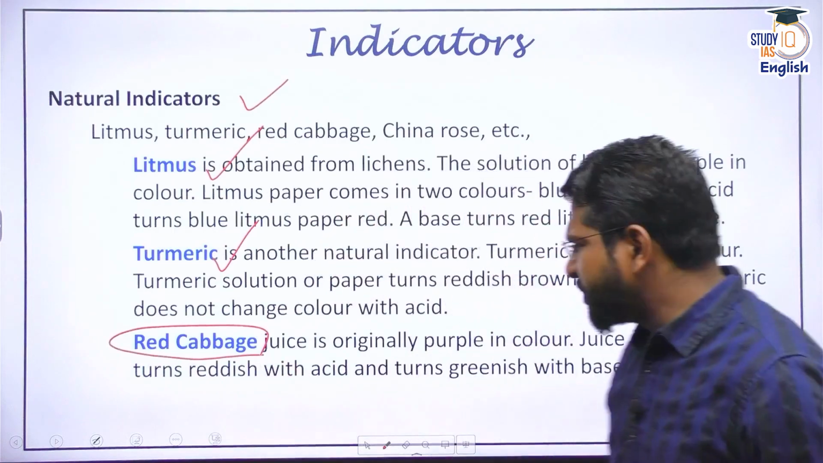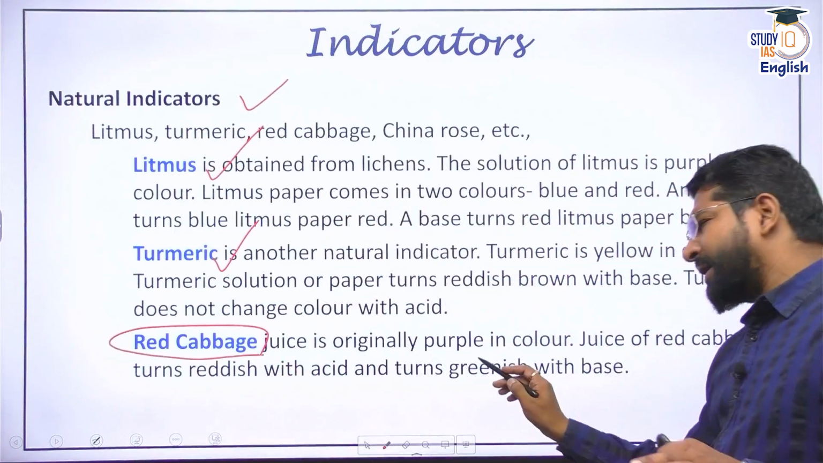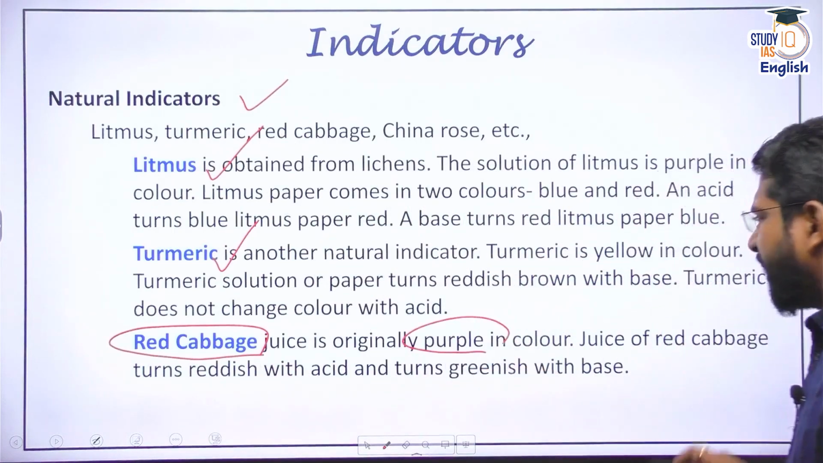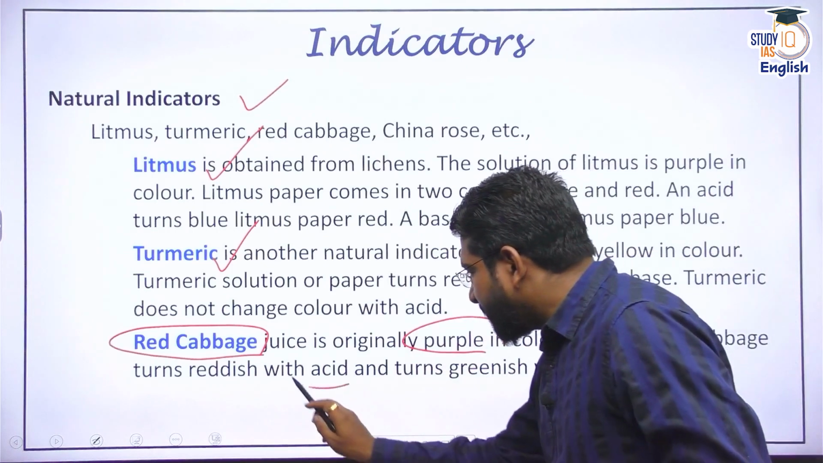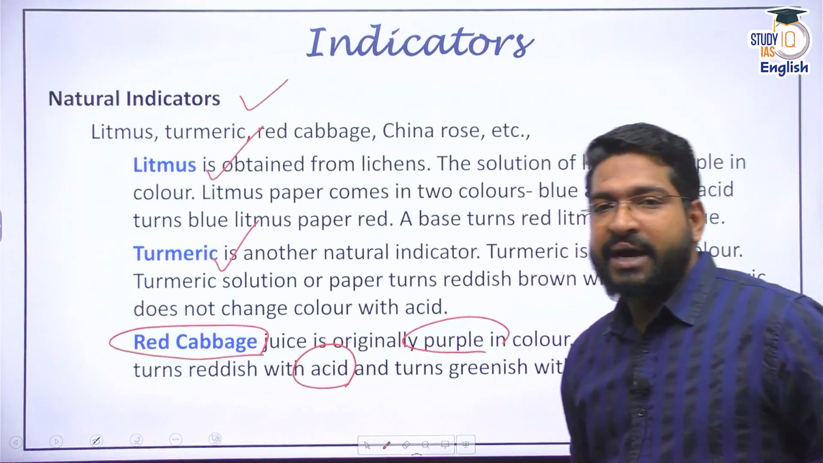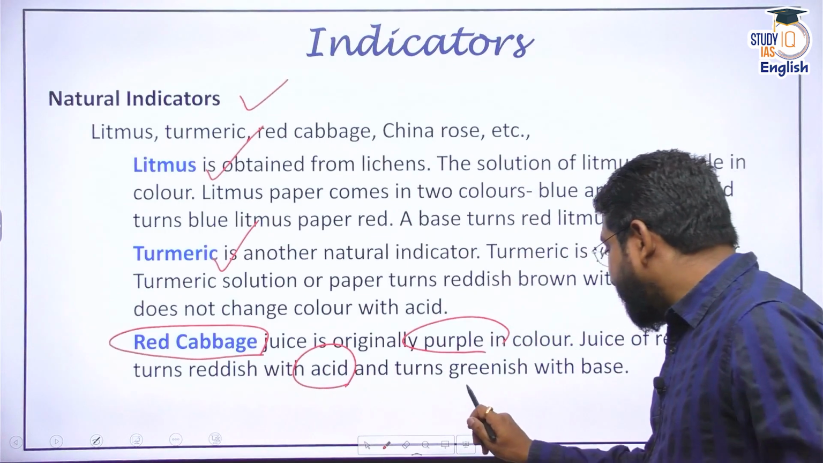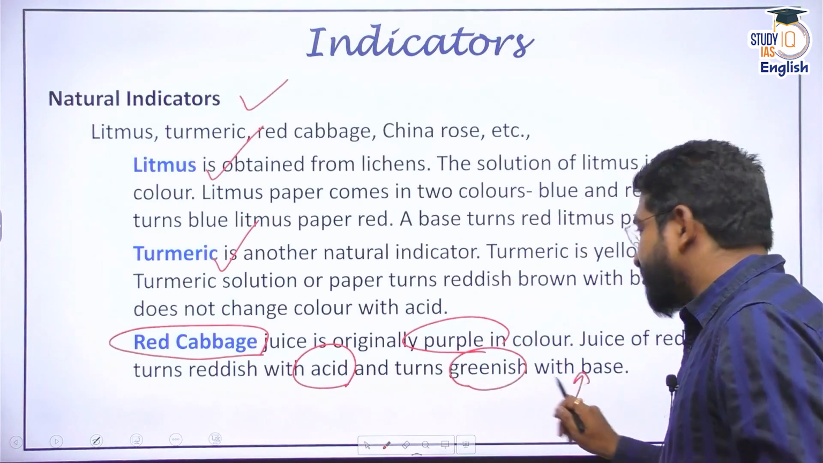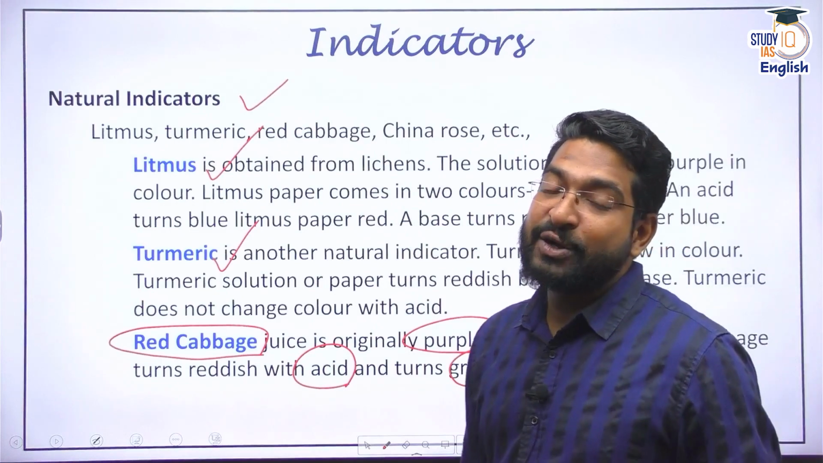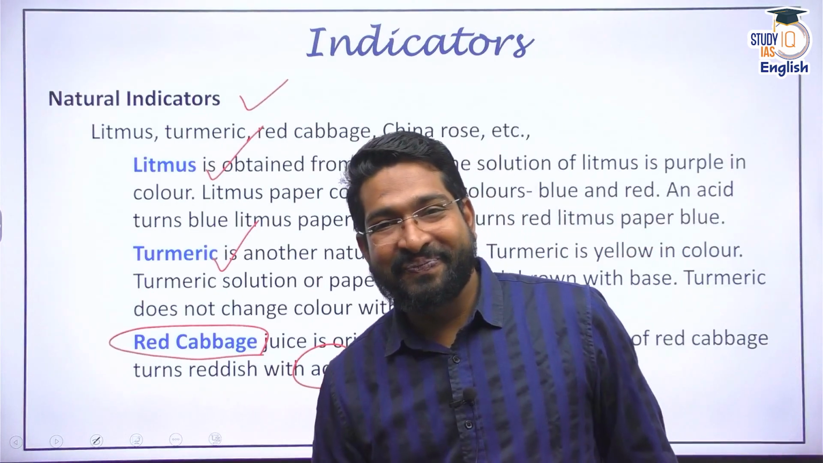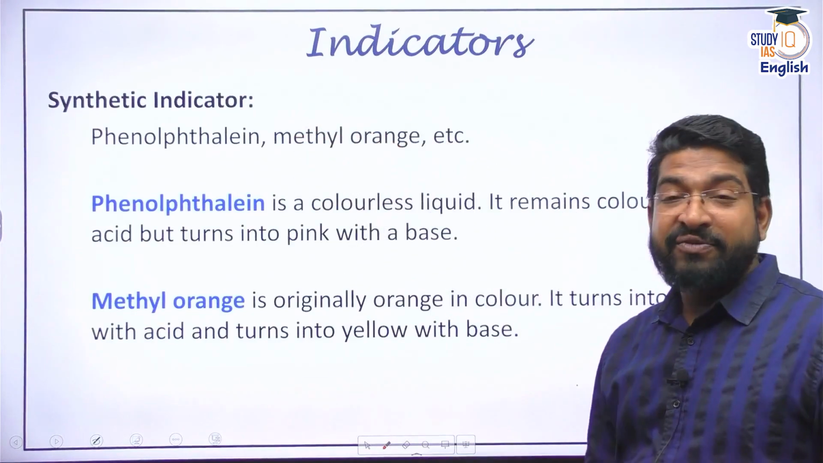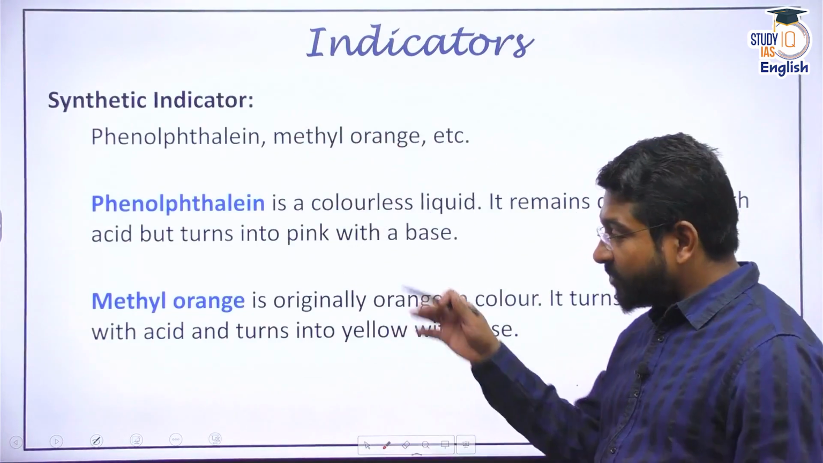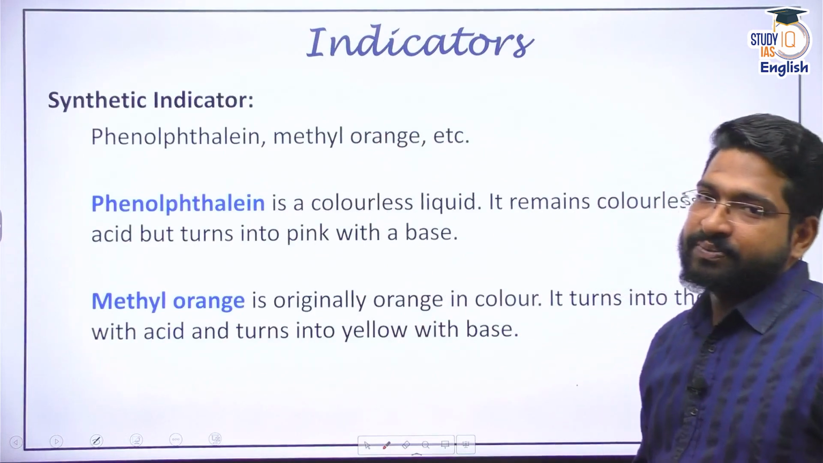You take red cabbage juice, it is originally purple in color. But this red cabbage juice turns reddish when it reacts with acid, and it turns greenish when it reacts with a base. So it becomes a very good natural indicator. Apart from this, synthetic indicators, we had discussed about this. We have created many synthetic indicators like phenolphthalein, methyl orange.